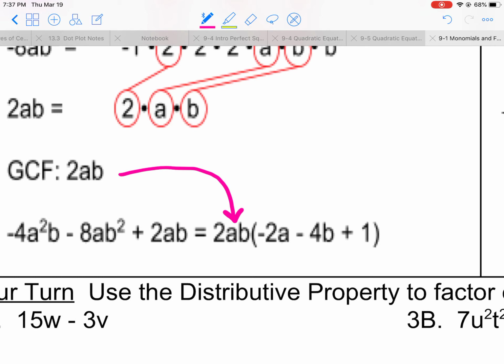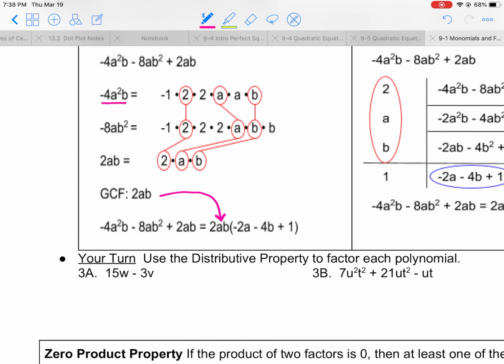So when I take away 2ab from my first term, I'm left with negative 2. When I'm taking 2ab away from my second term, I'm left with negative 4b. And then the last term, I take away 2ab, and all I'm left with is just a 1. So that's using the distributive property.